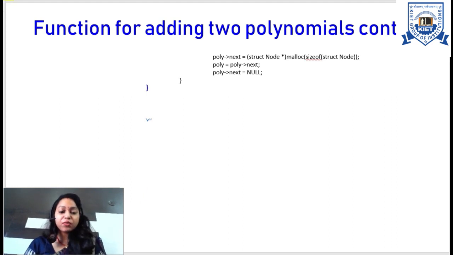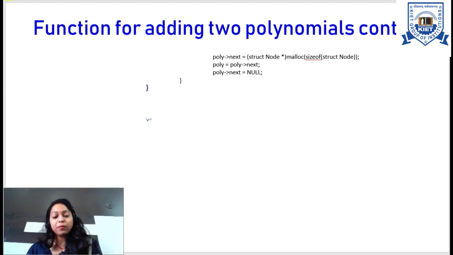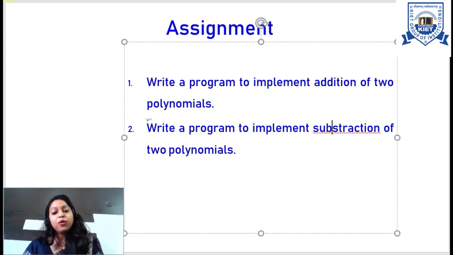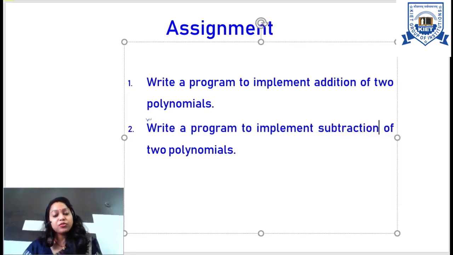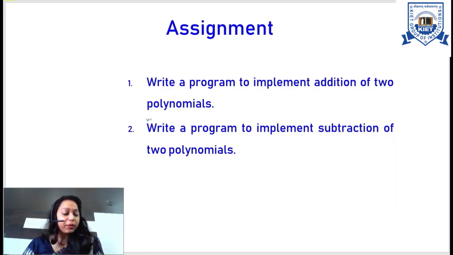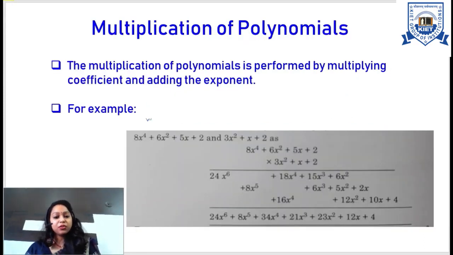Okay, so this was the function for adding two polynomial equations. The assignment for you will be: we have written the function, now you have to write a program to implement addition of two polynomial equations, and a program to implement subtraction of two polynomial equations. Okay, these are the two tasks which you have to do. Next will be the multiplication of two polynomial equations.